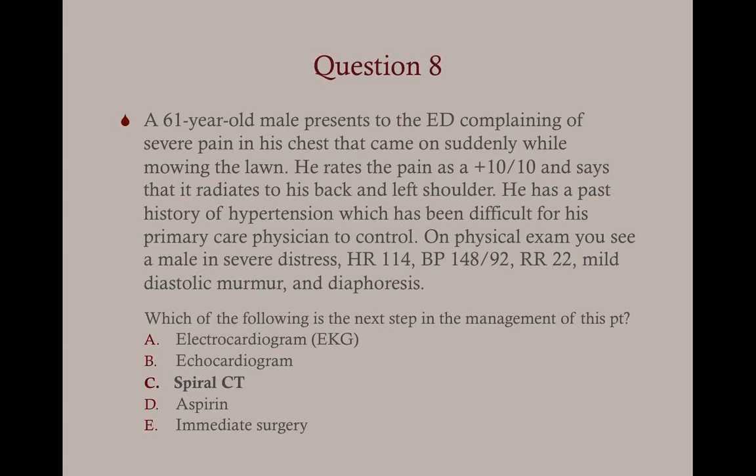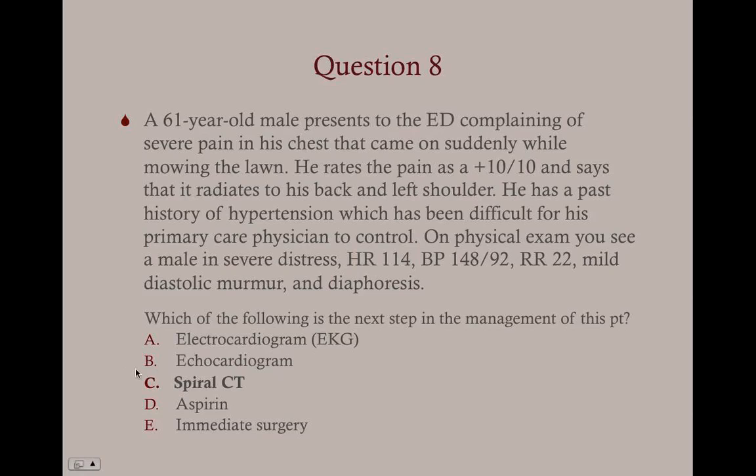And the answer is C, a spiral CT. So this is a patient who has sudden chest pain. It radiates to his back. Severe chest pain in a patient that is radiating to the back, especially if it's an older patient, you need to be thinking of an aortic dissection. So I'm not going to say every patient, but if they're older and it's chest pain that radiates to the back, or in patients that have a history of hypertension and they have chest pain and it radiates to the back, these are all patients that you need to get a spiral CT on because you're worried about aortic dissection.